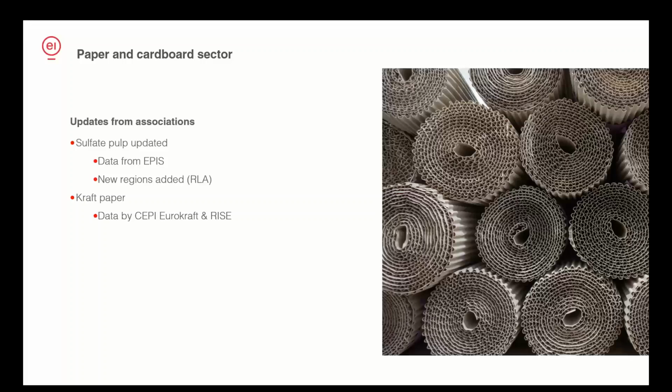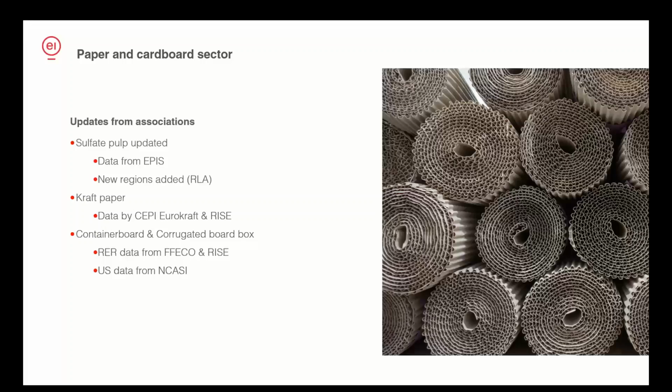This is data collected specifically for sack kraft paper production, but it's also considered to be representative for the other kraft packaging papers. And finally, we have updated data for the European containerboard and corrugated board box production with data from FEFCO, and again with the help of RISE.